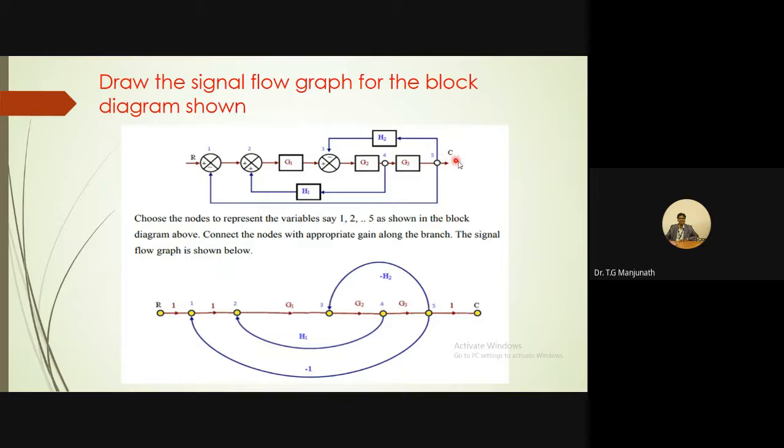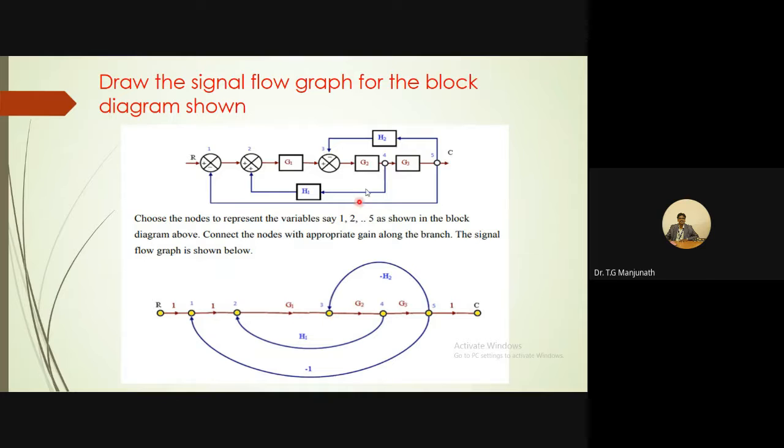Then 5 to output. This is the line just right here, so the gain is 1. Then the remaining connections. From node 5 to 3, it is connected now. The signal is going from node 5 to 3, passing through H2. But it is entering with a negative sign. Hence, it becomes minus H2. This is the gain of this branch. You can write the arrow here.